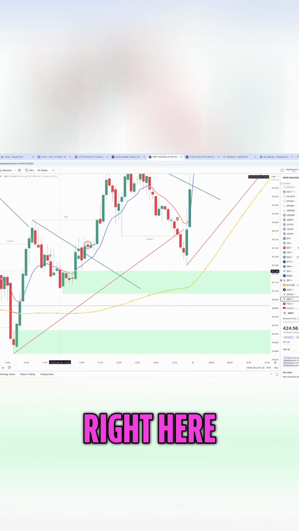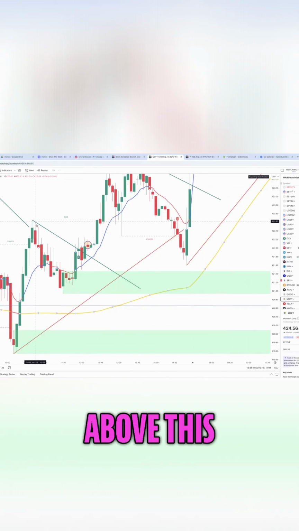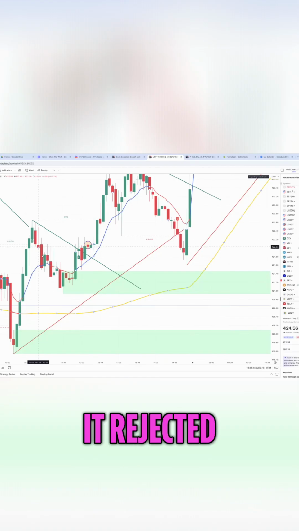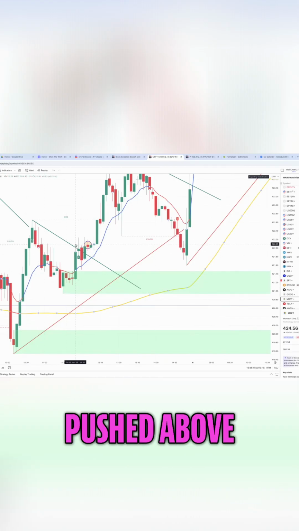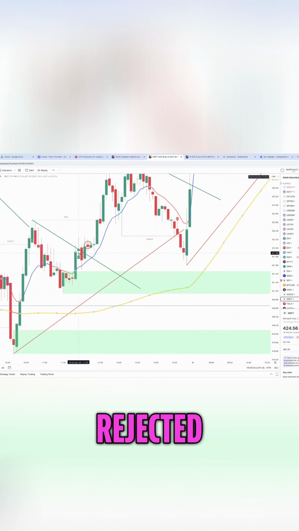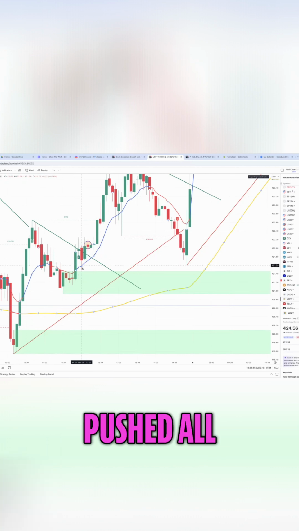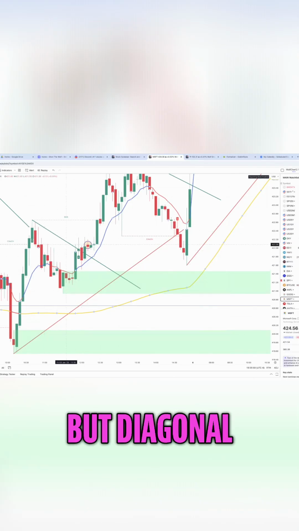And if you pay attention, every time a candle tried to get back above this diagonal trend line, it rejected. This candle got close to it, it rejected. The price dropped all the way down here. This candle got close to it, pushed above it and rejected. This one pushed this high up above it, and then it rejected. We got this red candle that pushed all the way back down. This was acting as a level of resistance, but diagonal resistance.